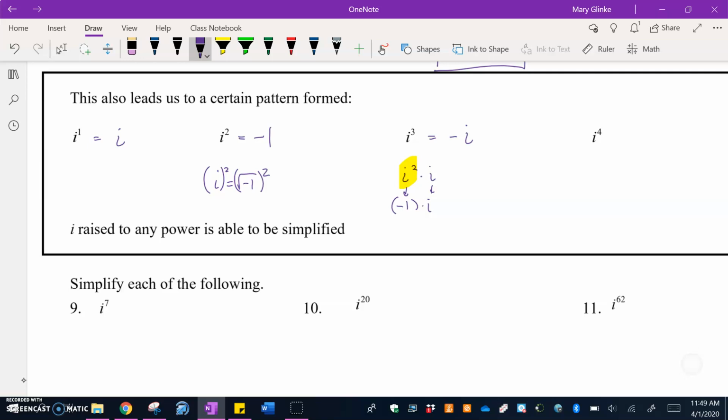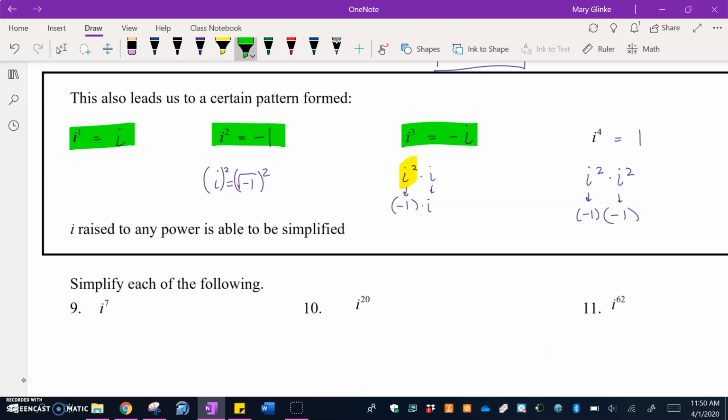And i to the fourth power, I'm going to view it as i squared times i squared. i squared was -1. So if I multiply -1 times -1, i to the fourth power becomes +1. So we can remember: i to the first power is i, i squared is -1, i to the third is -i, and i to the fourth is +1. Based off of these four values, we can figure out i to any power.